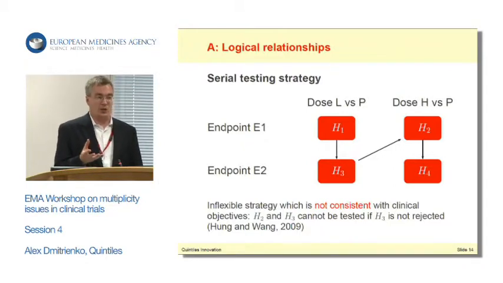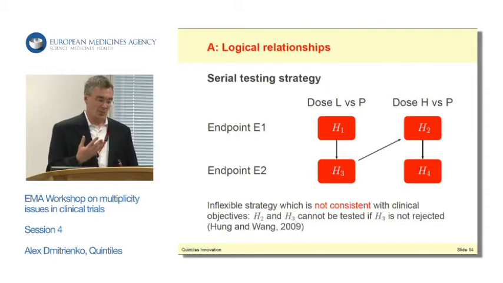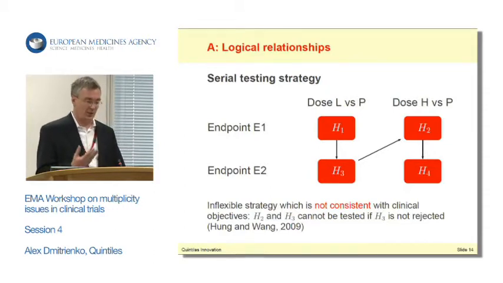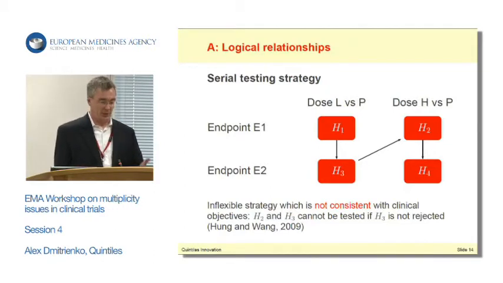Why may this be attractive? Well, because it turns this complex multiplicity problem into just a simple sequential strategy. But if you think about this, actually there are lots of very good papers, for example, a paper by two FDA statisticians, James Hung and Sujane Wang.